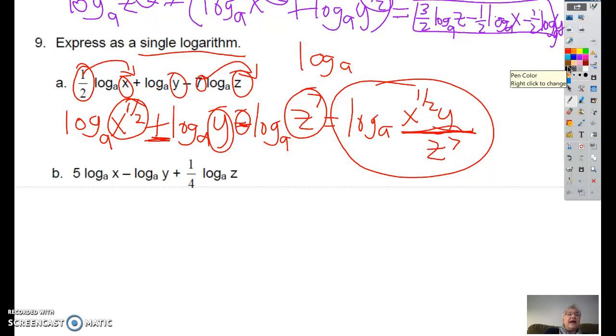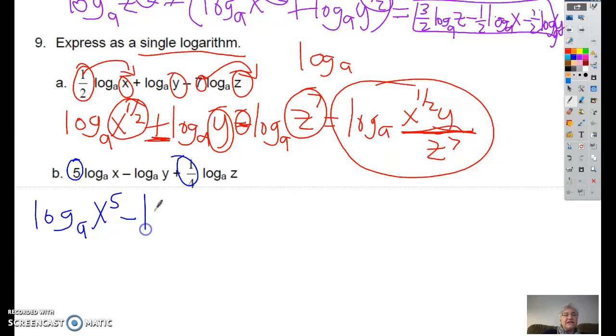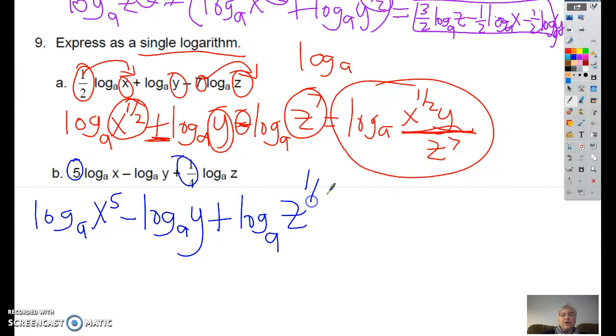So again, everything is going to have log base a in front of it. If I am converting to a single logarithm, first I'm going to take care of all of the coefficients. Log base a of x to the 5th minus log base a of y plus log base a of z to the 1/4.